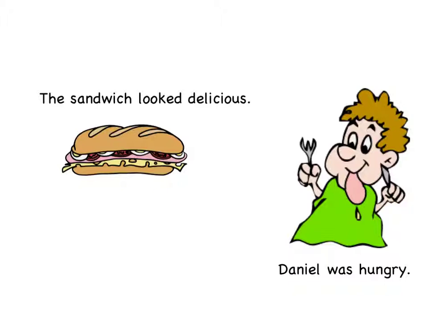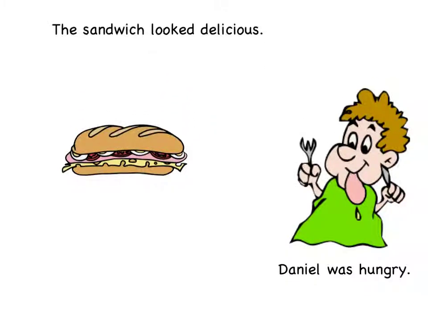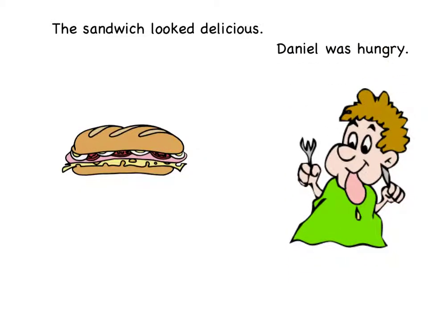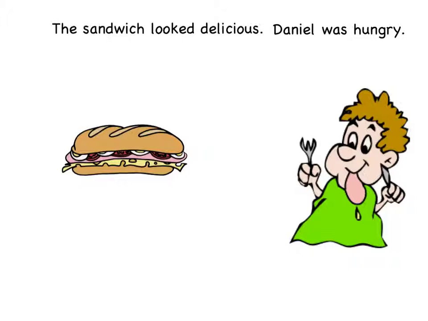To give you another example, let's take the sentence, "The sandwich looked delicious." If we take the next sentence, "Daniel was hungry," we can see that Daniel is hungry because the sandwich looked delicious. Therefore, yet again, we can link the two sentences together using a semicolon.